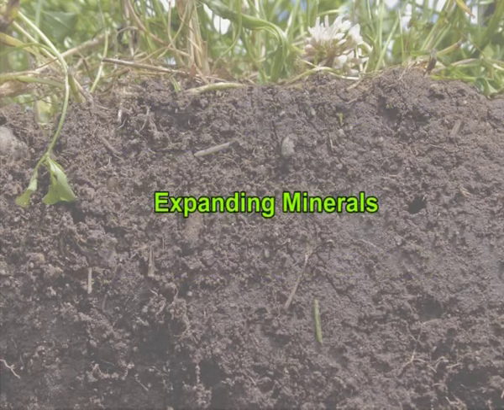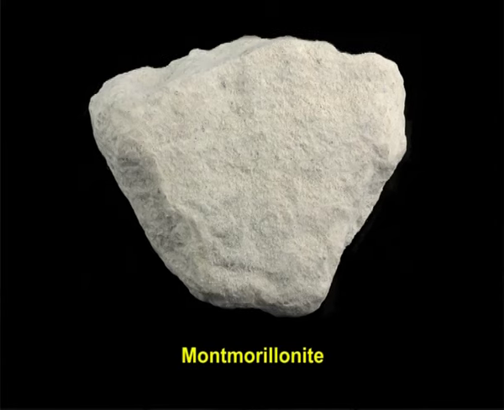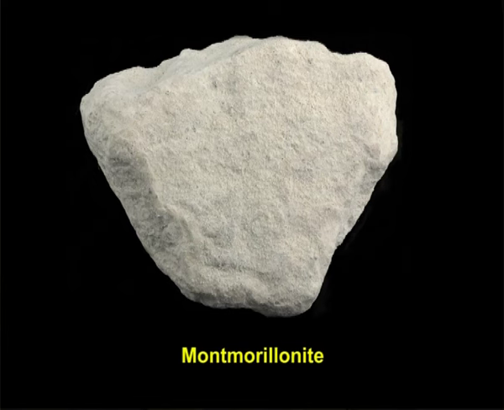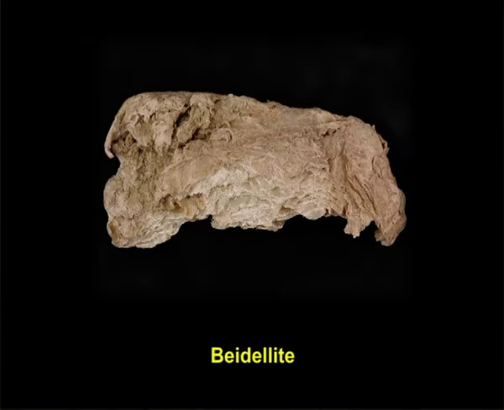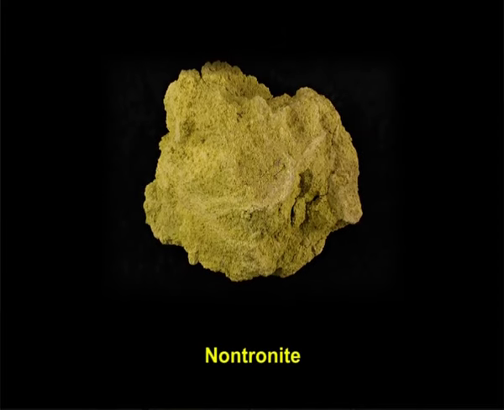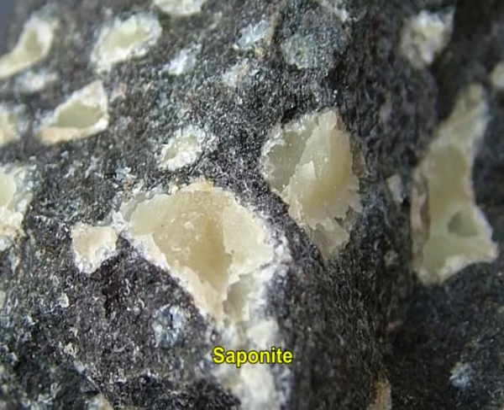Expanding minerals. The smectite group is noted for interlayer expansion which occurs by swelling when the minerals are wetted, the water entering the interlayer space and forcing the layers apart. Montmorillonite is the most prominent member of this group in soils, although beidellite, nontronite and saponite are also found.